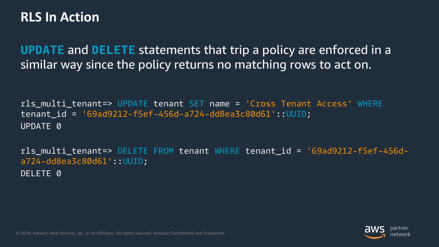Update and delete statements are enforced in a similar way because, again, there are no rows that match. So here, when I say update the tenant table and change the name of tenant 2's row, it won't work. You'll see the update reports 0 rows affected. It's the same if I try and delete those rows. Again, I'm logged in as tenant 1, and as tenant 1, I try to delete the row for tenant 2, and I don't get to do it. I get 0 affected rows.